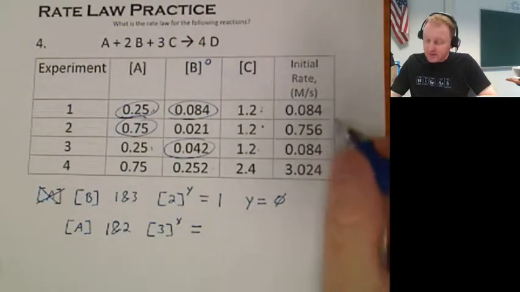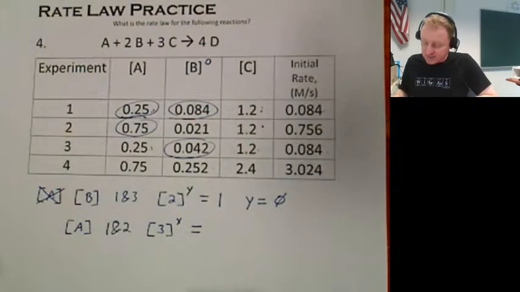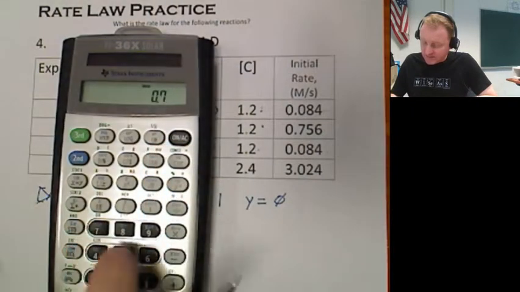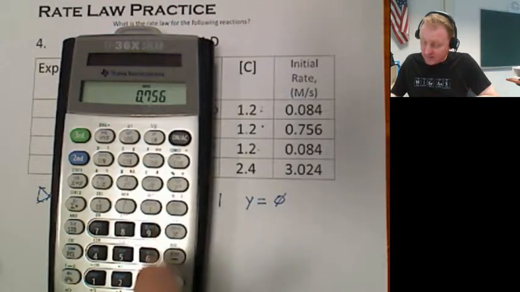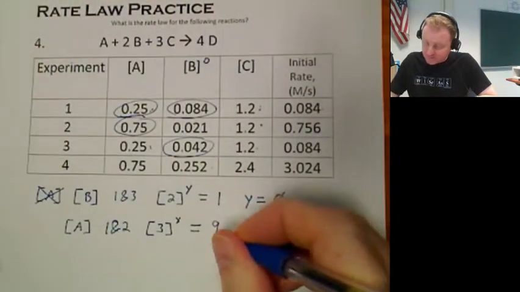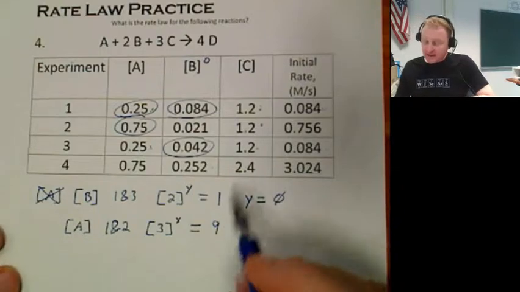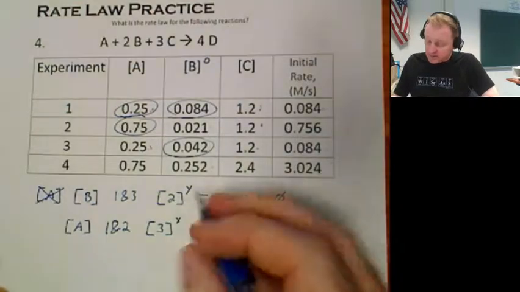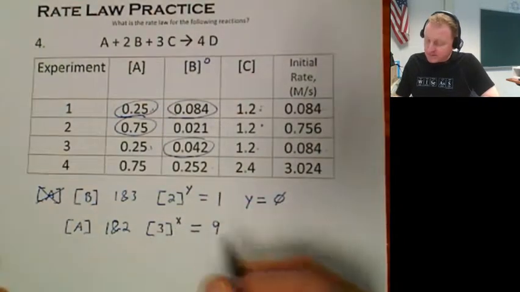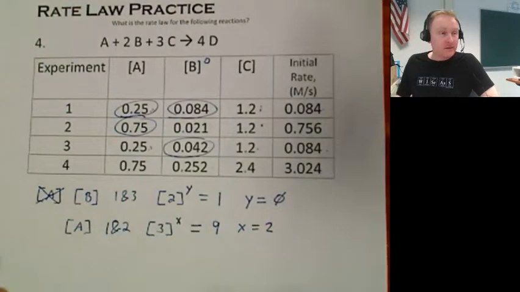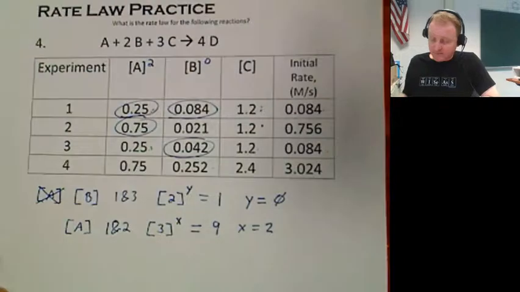And what happened to the rate here? Well, that's not so easy to determine. So let's see what happened. I'm going to put 0.756 divided by 0.084, and it went up 9 times faster. So as the concentration of A tripled, the rate of the reaction went up 9 times. So 3 to what power is 9? 3 times 3 is 9. So therefore, it's a second order. So A is second order.